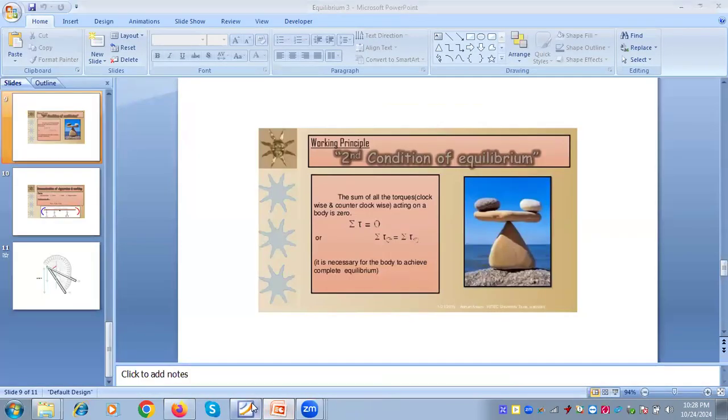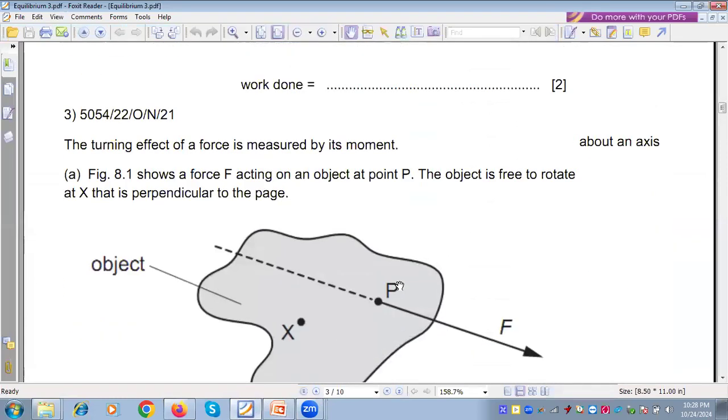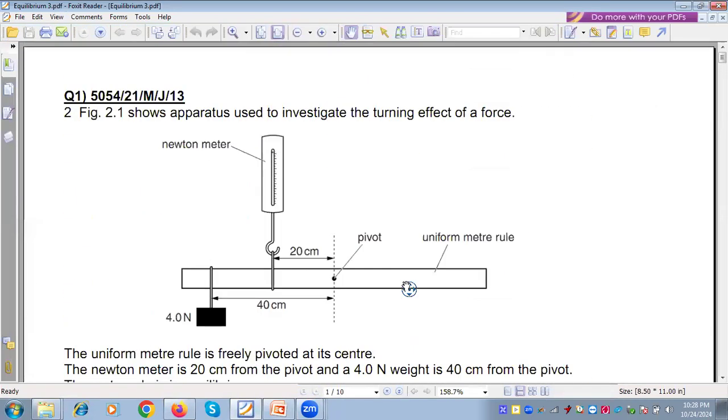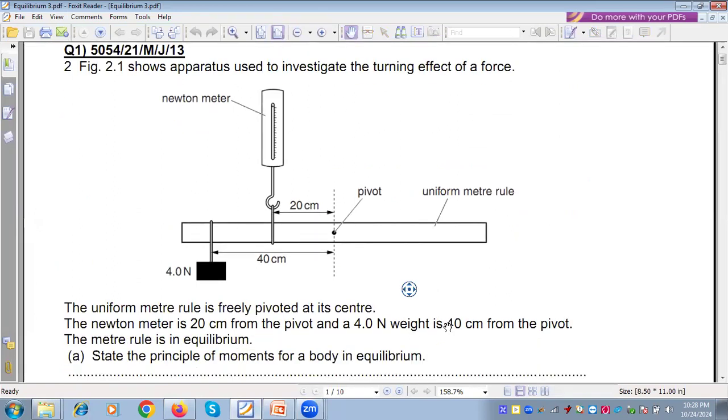Now let us start with the questions which are to be discussed. Three questions are taken from GCE O-level 5054 and the rest of the questions are from IGCSE. So the first question is from variant 21, May June 2013. Here the apparatus is shown and it is used to investigate the turning effect of a force.